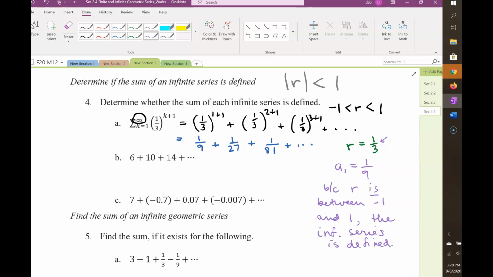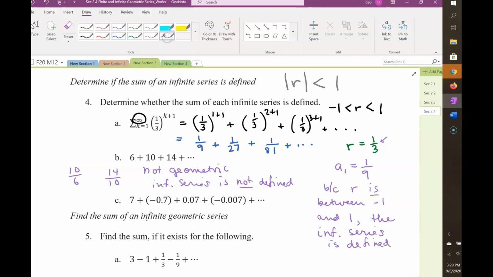Okay, now the next one, this doesn't look very geometric, does it? If I do 10 over 6 and then 14 over 10, those aren't even the same ratio. So this is not geometric. In fact, hopefully you're recognizing it as arithmetic. And so the infinite series is not defined. So you have to be geometric with r between -1 and 1.